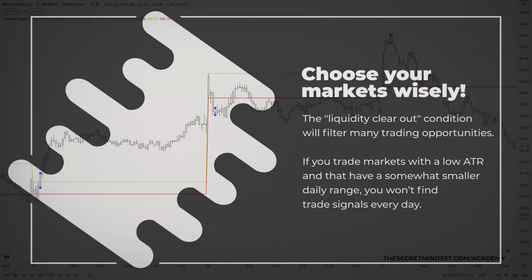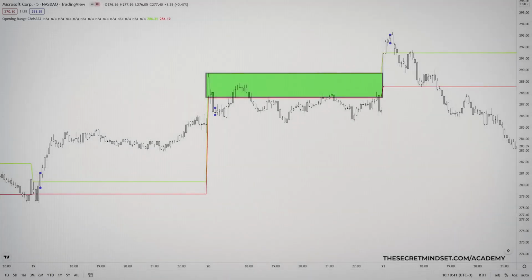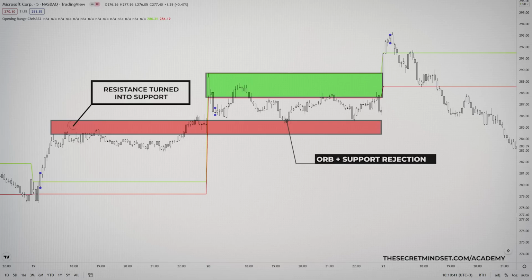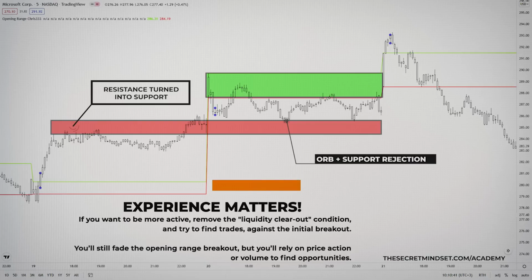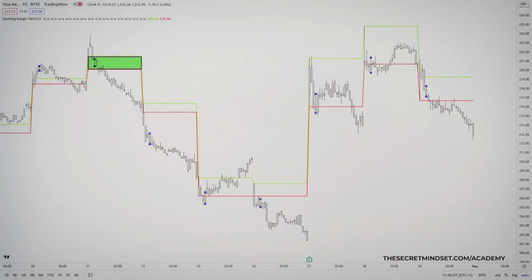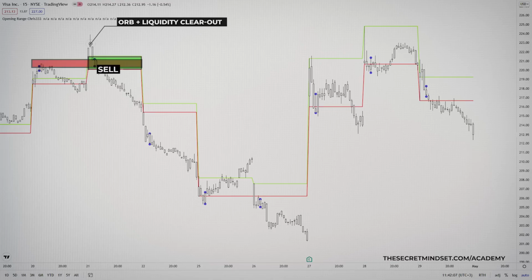If you trade markets with low ATR and that have a somewhat smaller daily range, you won't find trade signals every day. Trades which are backed by liquidity clear-outs have the highest probabilities. If you want to be more active, you need to take into account other factors to find trades against the initial breakout. So, you'll still fade the opening range breakout, but you'll rely on price action or volume to find opportunities. In this chart, we found the opening range breakout, plus the liquidity clear-out, and the retracement back to the channel, the strongest signal to sell.